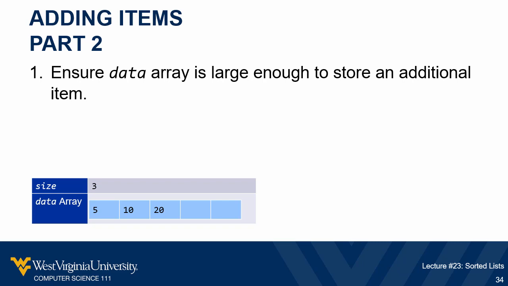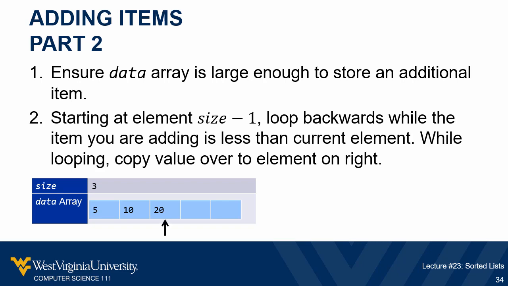Once we're sure that we have space to store the new item, we're going to start looping backwards. We're going to begin at the last element that actually has any data in it, so this index is going to be size - 1. We're going to compare the value in this element to the value that we're trying to add. For our example here, let's say that we're trying to add 7. I know that 7 is less than 20, so that means 7 is going to have to appear someplace to the left of 20.